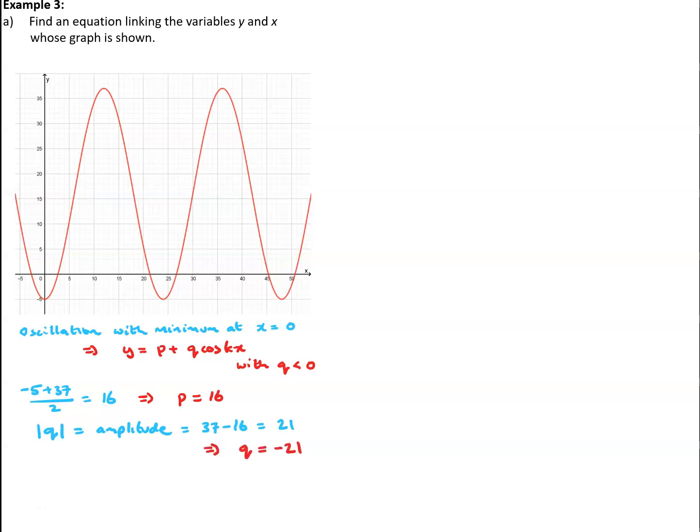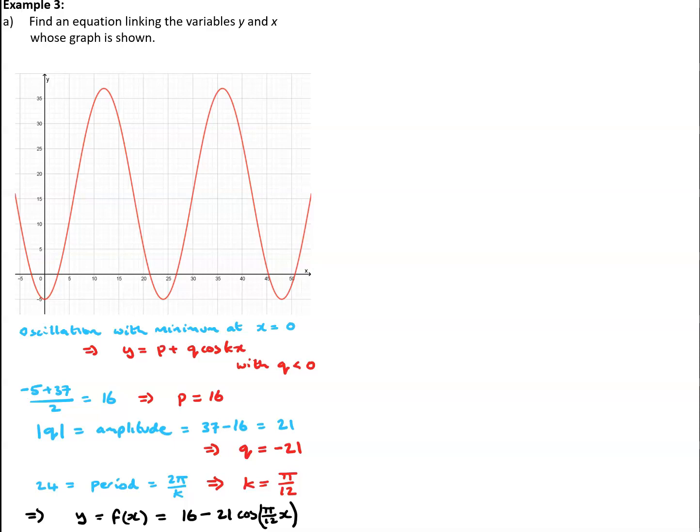The minimum points occur at x equals 0, and then the next one is at x equals 24. So the period of this oscillation is 24, which means we've got 24 equals 2 pi divided by k. In other words, k is pi divided by 12. The equation linking the variables y and x is y equals 16 minus 21 times cos of pi over 12 times x.